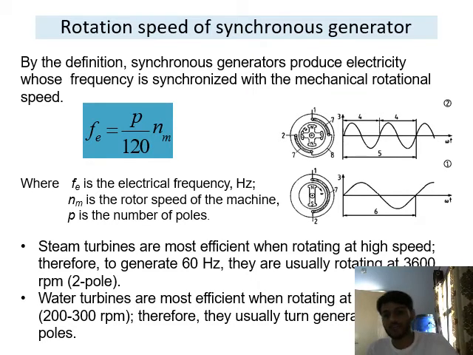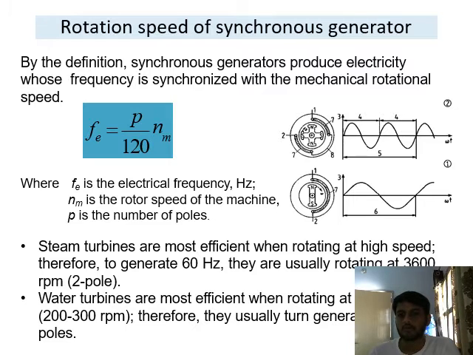Now there are some mathematical equations involved in the synchronous generator. First, the rotation speed of the synchronous generator. By definition, a synchronous generator produces electricity whose frequency is synchronized with the mechanical rotation speed. The frequency Fe is equal to P upon 120 into Nm, or F equals Pn by 120, where Fe is the electrical frequency, Nm is the rotor speed of the machine, and P is the number of poles.